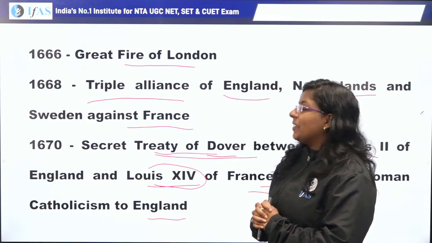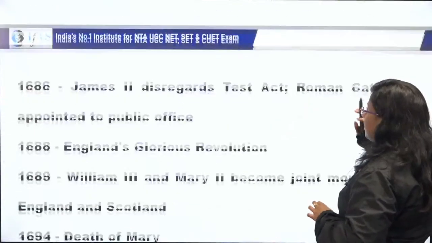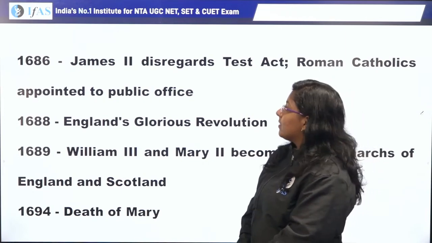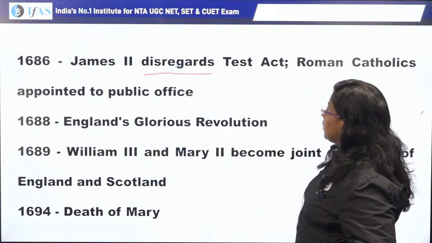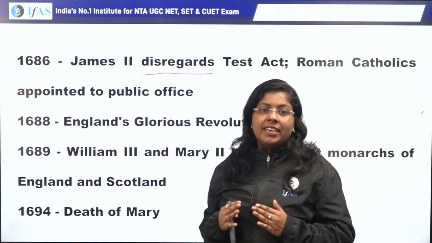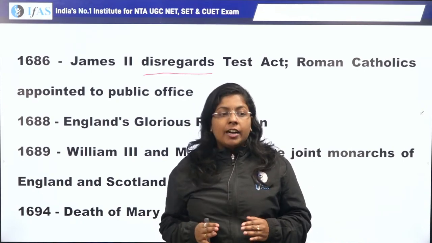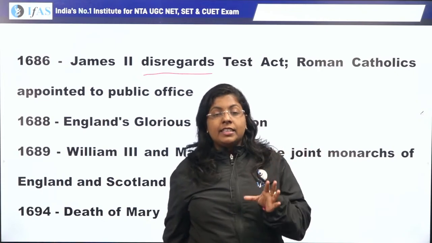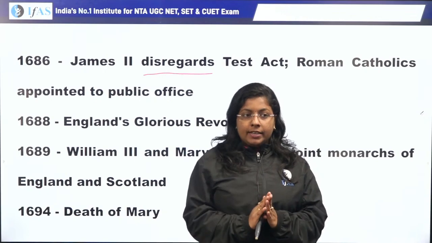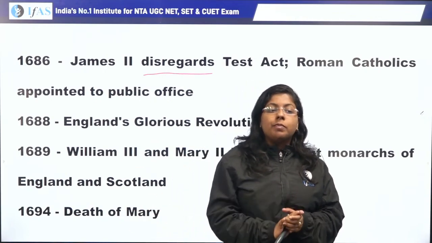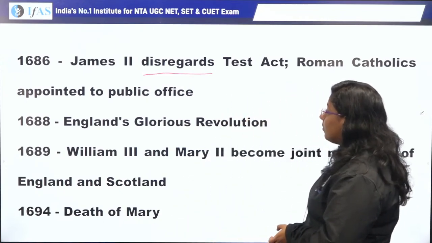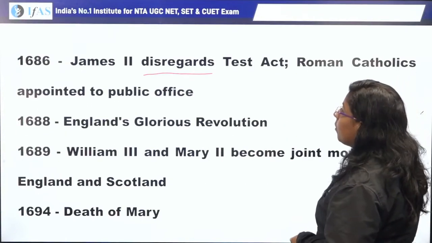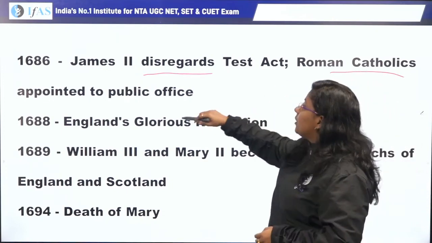Okay, fine. Thank you. So, next one. What happened next? In 1686, James II disregarded the Test Act, and Roman Catholics were appointed to public office. In 1670, we have the Treaty of Dover. In 1686, Roman Catholics were appointed to public office.